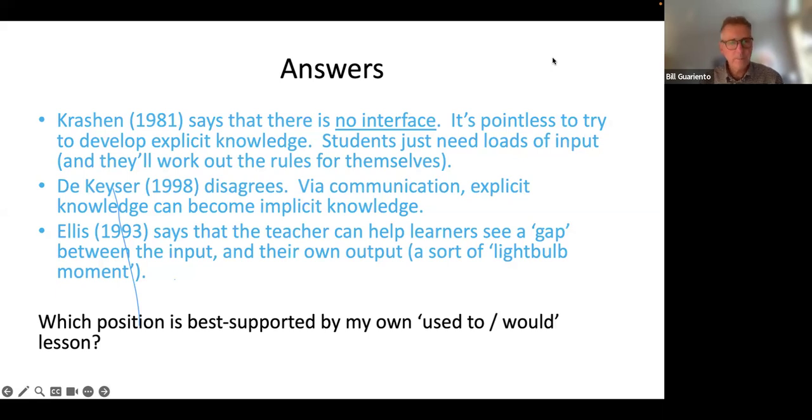One of you was able to tell me that we use used to for state and action verbs, and we use would only for action verbs. Now, normally, with my students, none of them know this. None of the native English speakers know this difference, okay? So, well done that you were able to tell me this difference. But I think that my own lesson probably supports Ellis's idea that the teacher can help learners see a gap between the input and their own output, okay?